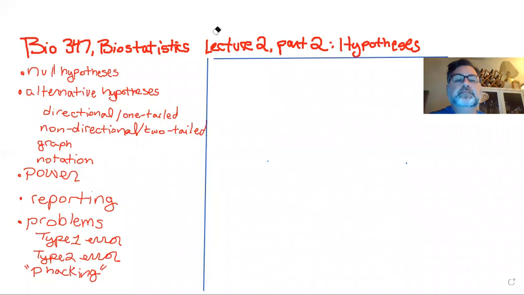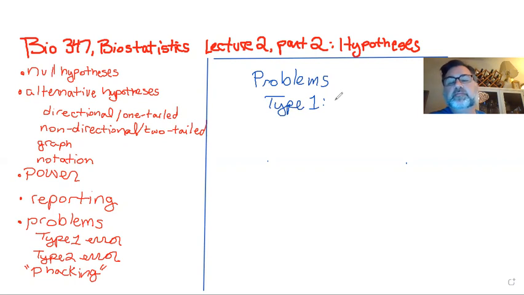All right. Problems. So it's called type 1 error, which is rejecting a true null. Right? We should not reject a true null. So it's falsely rejecting a true null. That's a type 1 error.